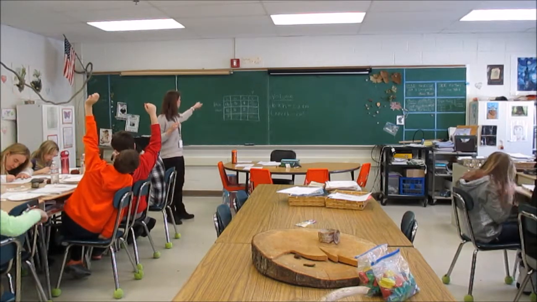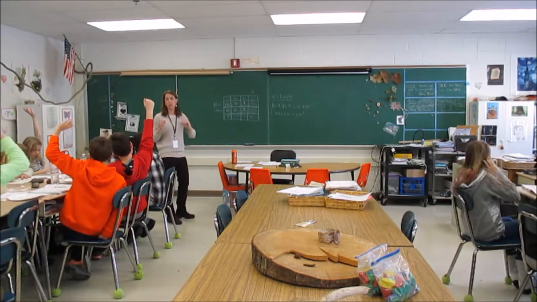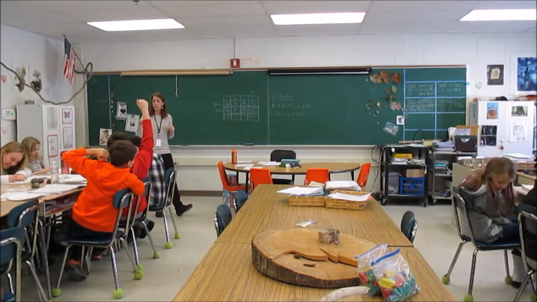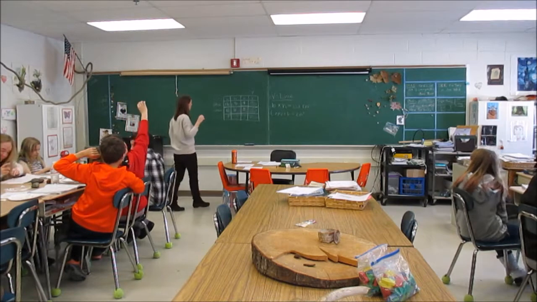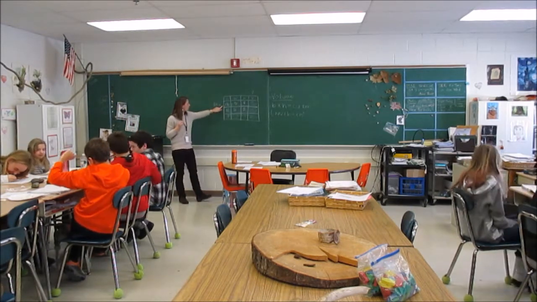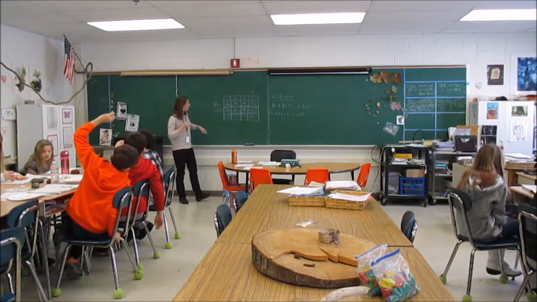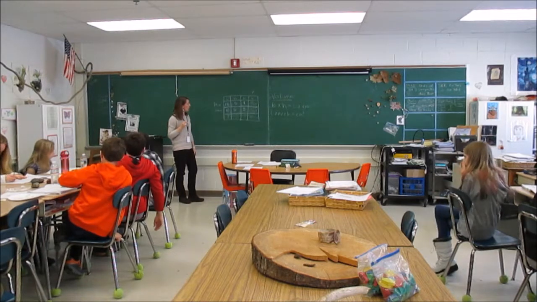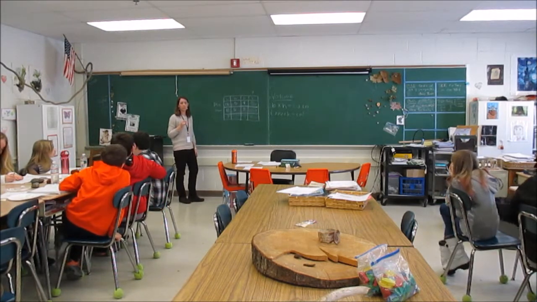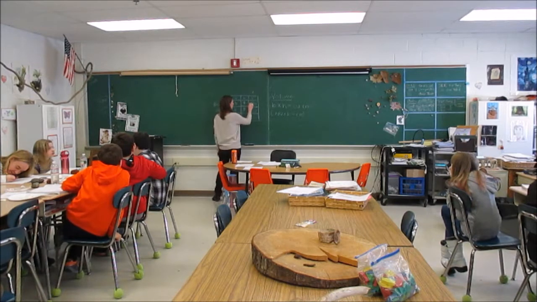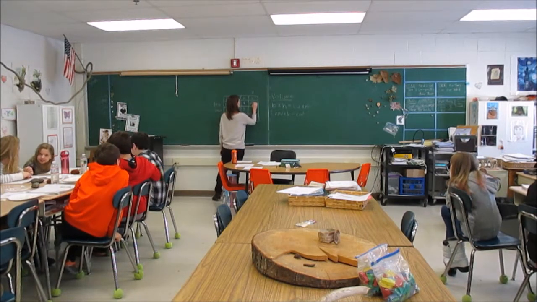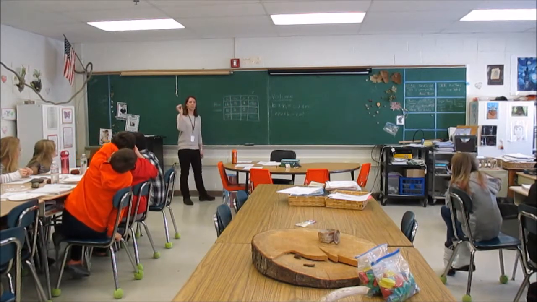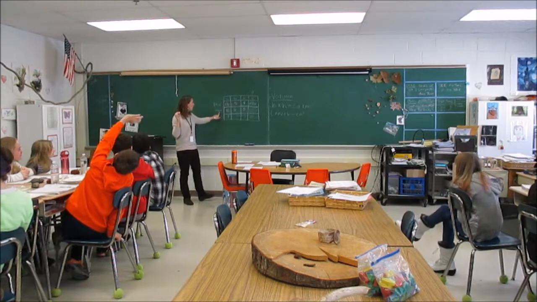All right, so who has the volume of the blue bin? Connor? Blue bin, what's the volume? 240. So we did what? 12 times 5 times 4? Okay. 240 inches. Is that what everybody got? Yes? Who has the volume of the green bin?